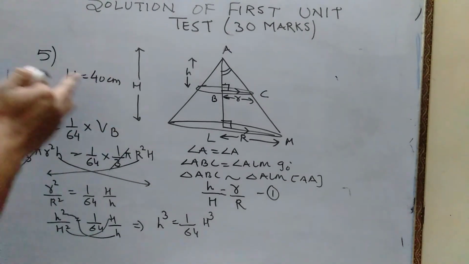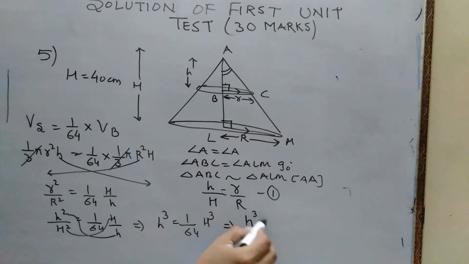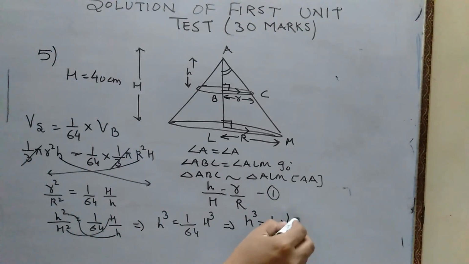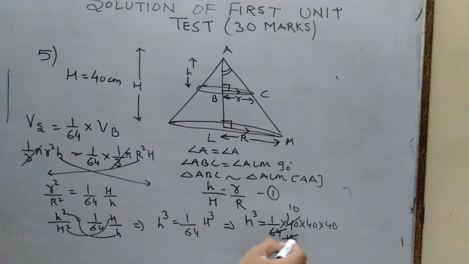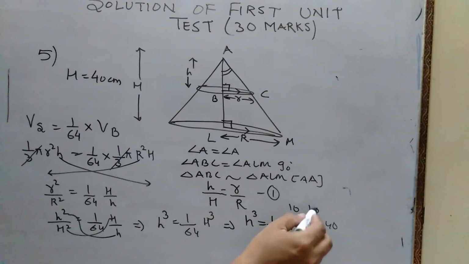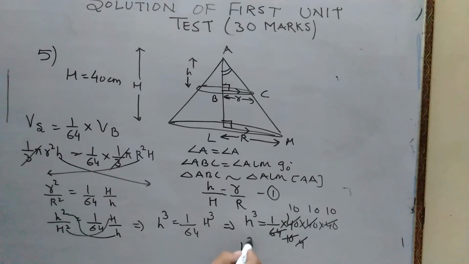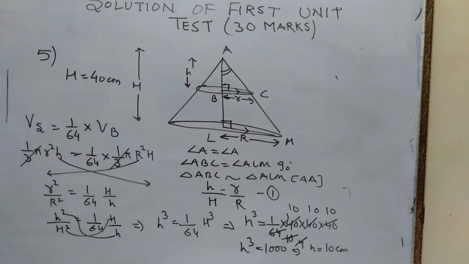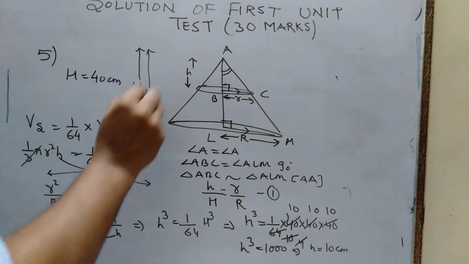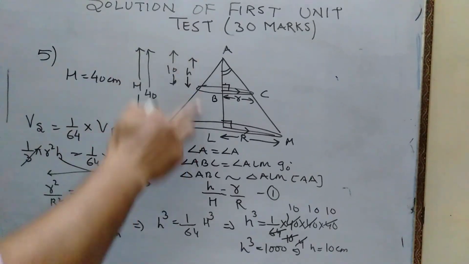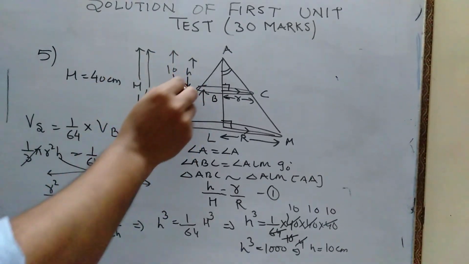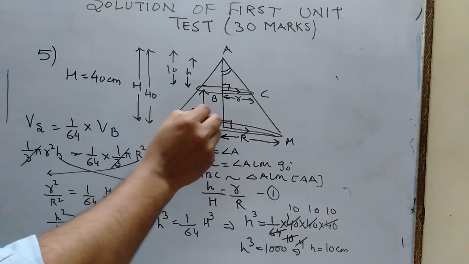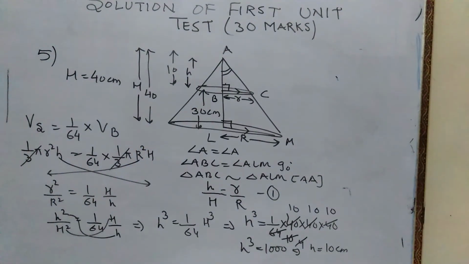Now shifting it, small h cube is equal to 1 by 64 of capital H cube. And as we know, capital H is given as 40, so small h cube is equal to 1 by 64 of 40 into 40 into 40. 4 sixteens are 64, 10 times 4 is 40, so h cube will be equal to 1000. So small h is equal to 10 centimeters. So this is 40 and this is 10. At what height above the base is the section cut? Total height minus height of the small cone, that is 30. So the small cone is cut off at a height of 30 centimeters.